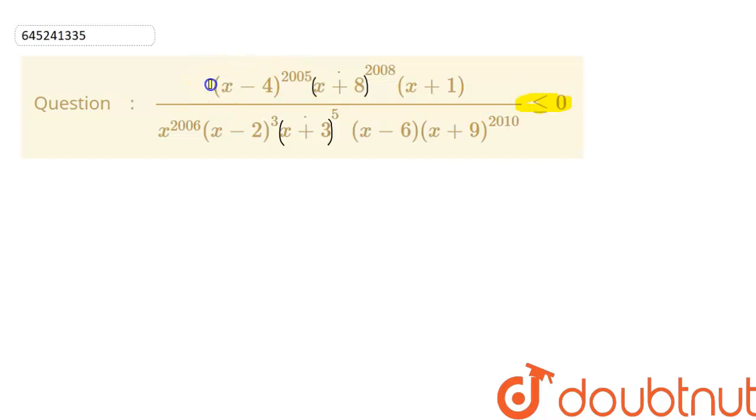So here we are given the expression as (x minus 4) to the power 2005 into (x plus 8) to the power 2008 into (x plus 1), all divided by x to the power 2006 into (x minus 2) whole cube into (x plus 3) whole to the power 5 into (x minus 6) into (x plus 9) whole to the power 2010. So this is the expression given to us.